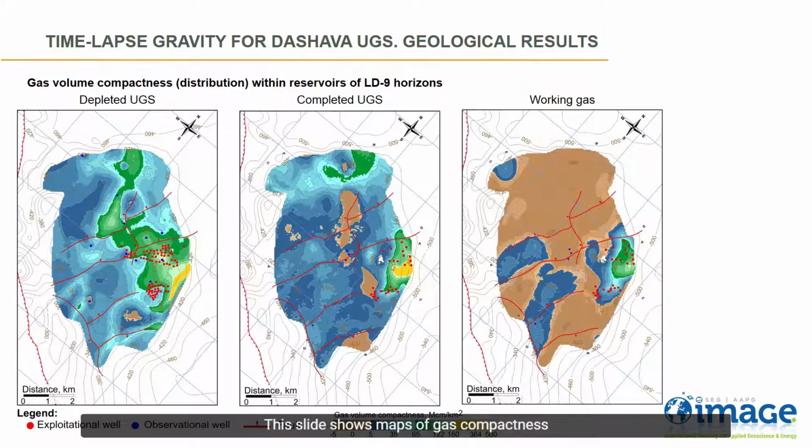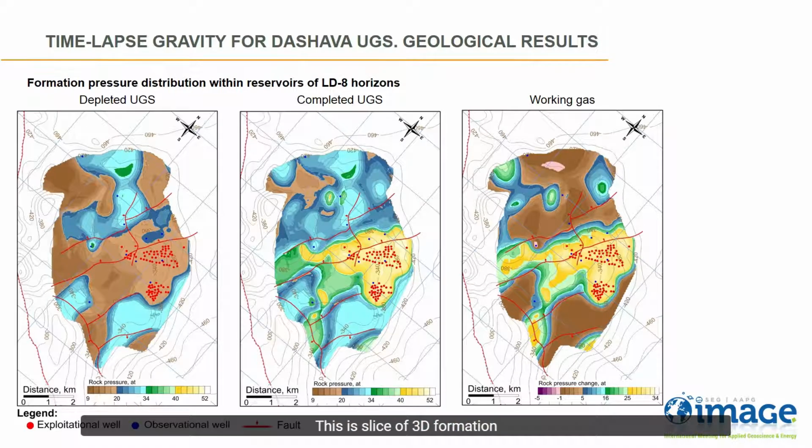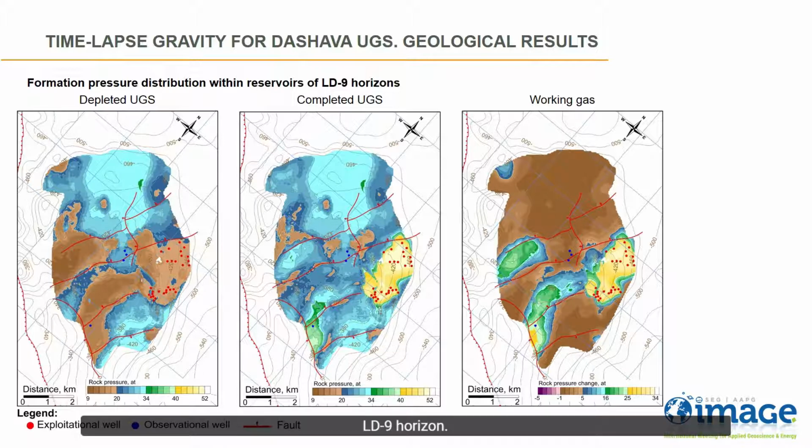This slide shows maps of gas compactness within the second, lower Dashavian 9 horizon. This horizon has the poorest reservoir quality and holds less gas compared with the first horizon. This slide shows 3D formation pressure models on different stages of UGS exploitation within the lower Dashavian 8 horizon. As you see, formation gas pressure has a complicated distribution and cannot be obtained by simple interpolation of well data. Time-lapse gravity gives an opportunity to do this. This is a slice of the 3D formation pressure model within the LD9 horizon.